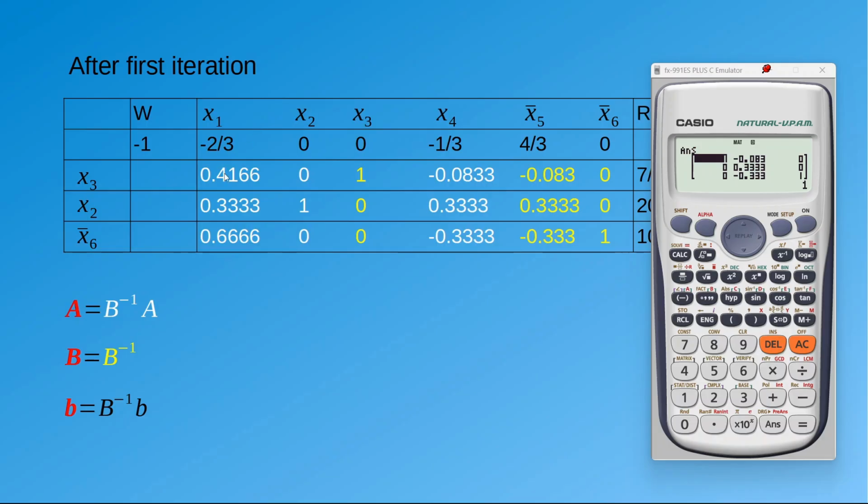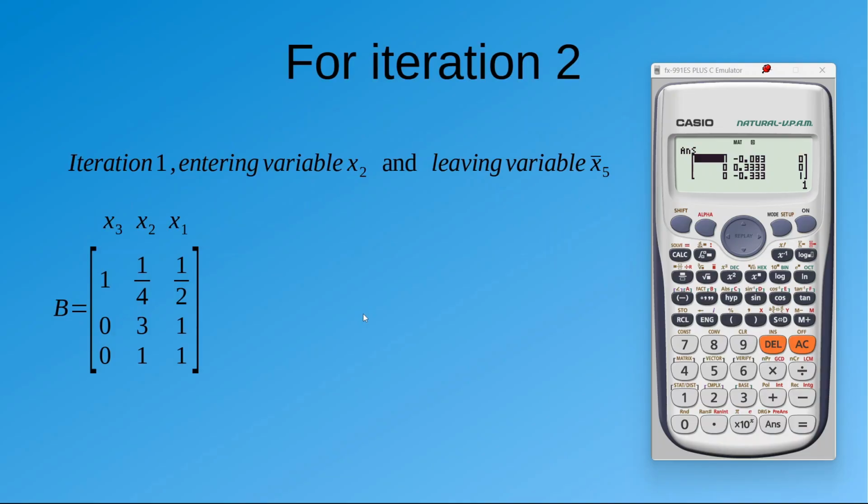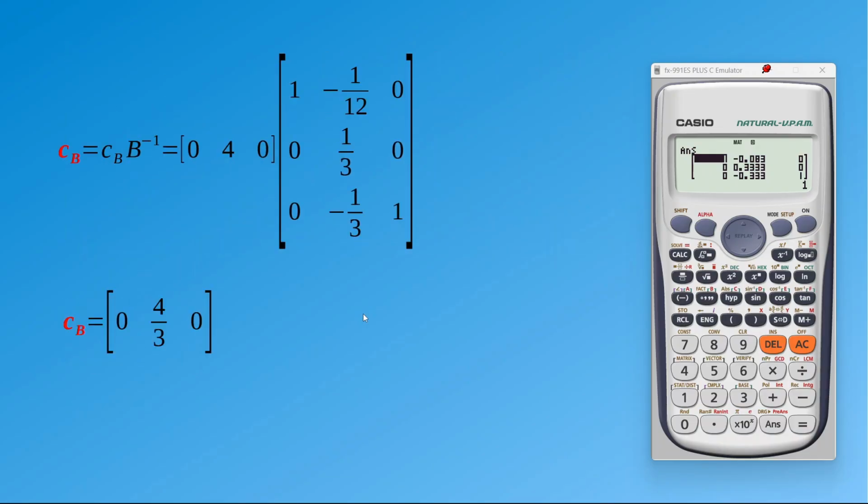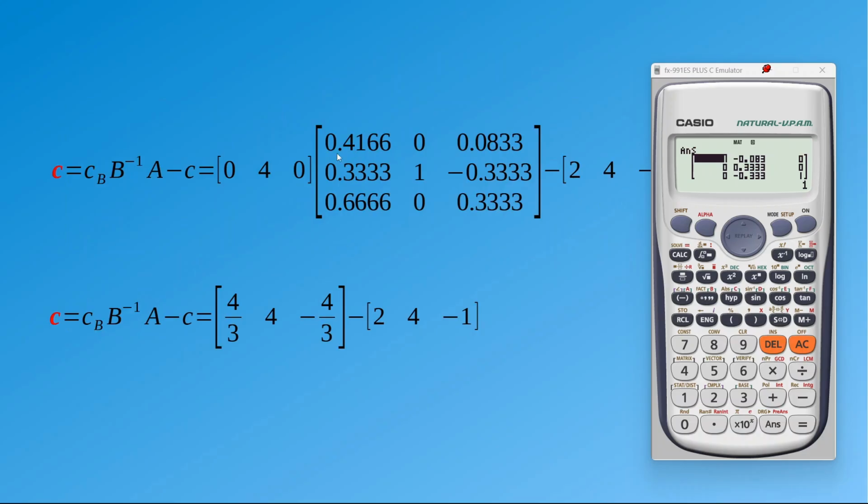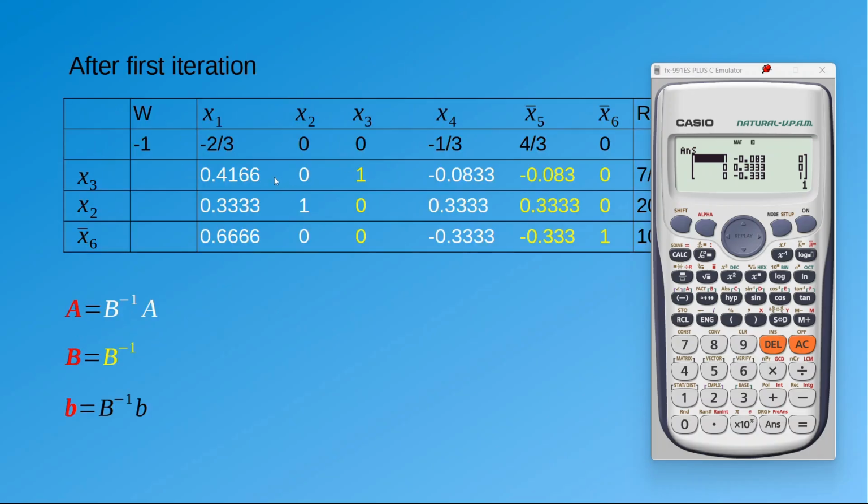Now the updated A, that is the coefficient matrix of the non-basic variables, is found by B inverse into A. And the values of that have been entered in white. That is, the non-basic variables are x1, x2, and x4. Now, how do we get it? We have already got it in the previous slides. So let's have a look at it. So B inverse into A, we have it here, 0.4166, 0.0833, and so on. So we merely copy it down and enter it here.